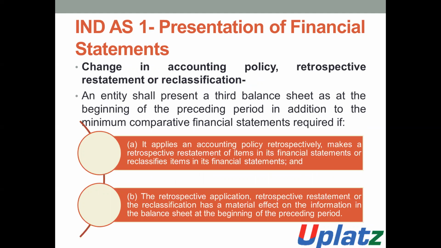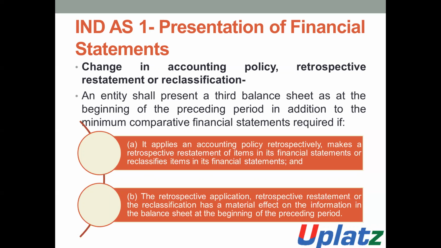Changes in accounting policy, retrospective restatement or reclassification. An entity shall present a third balance sheet as at the beginning of the preceding period in addition to the minimum comparative financial statements required. That is, an entity will prepare or present a third balance sheet as at the beginning of the preceding period in addition to the minimum comparative financial statements if it applies an accounting policy retrospectively.